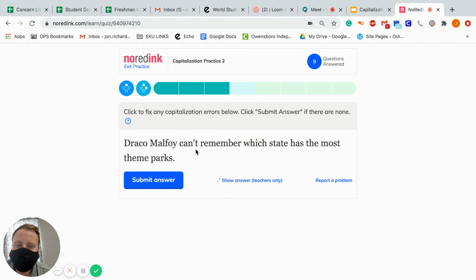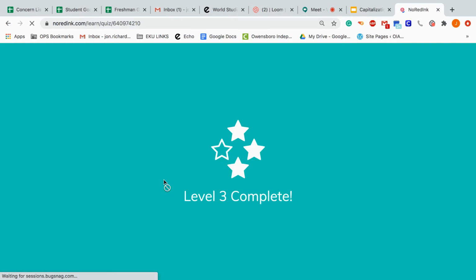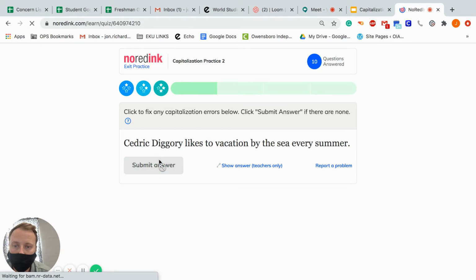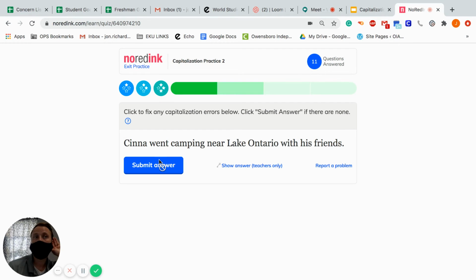Draco Malfoy can't remember which state has the most theme parks, so we don't capitalize state because we're not talking about Kentucky or Indiana or anything like that. Nothing specific. Already a third of the way through. Cedric Diggory likes to vacation by the sea every summer, so it's not a specific sea. It's not saying the Adriatic Sea or the Mediterranean Sea or the Indian Sea. It's just sea. Say it again. So Lego is the name of a brand, so Lego is capitalized, yes.